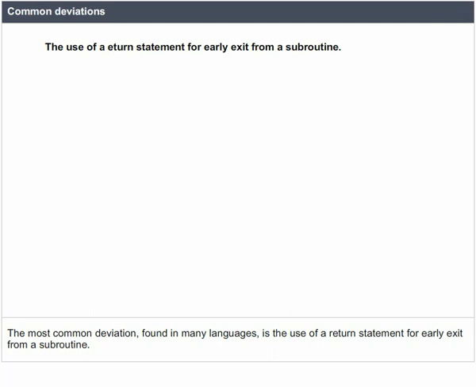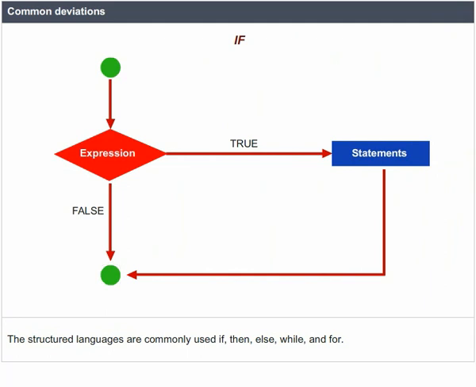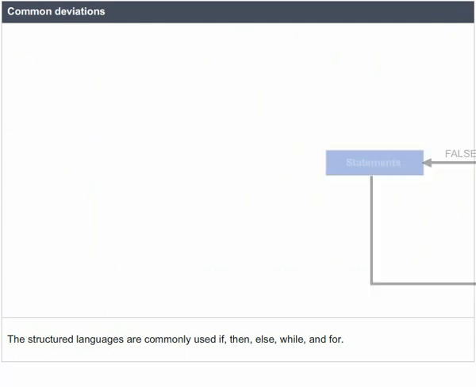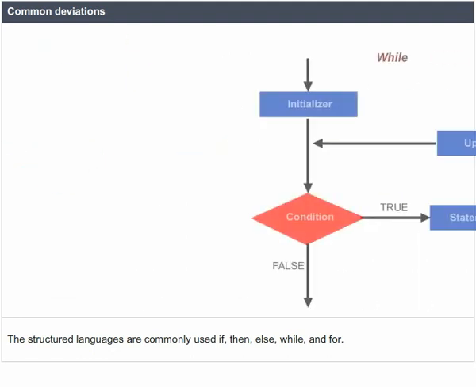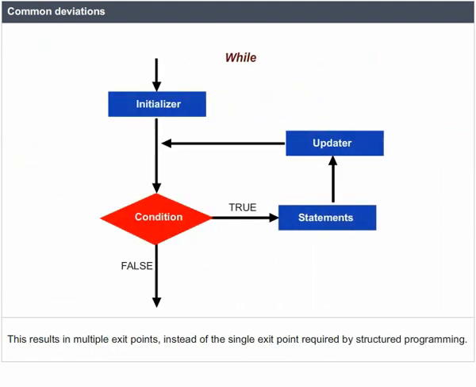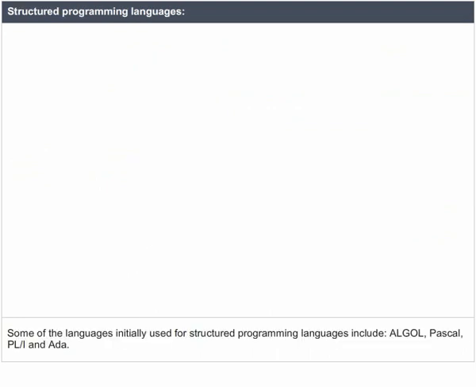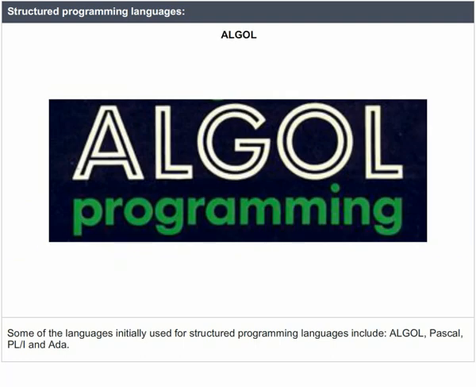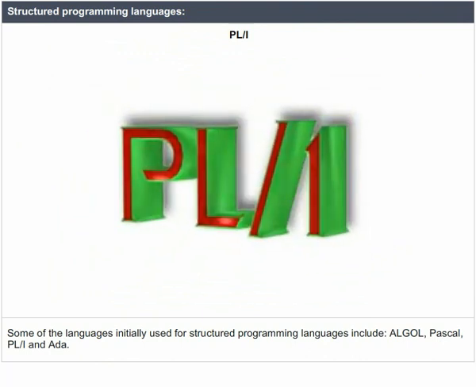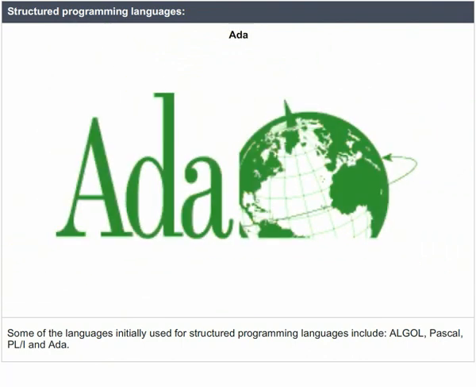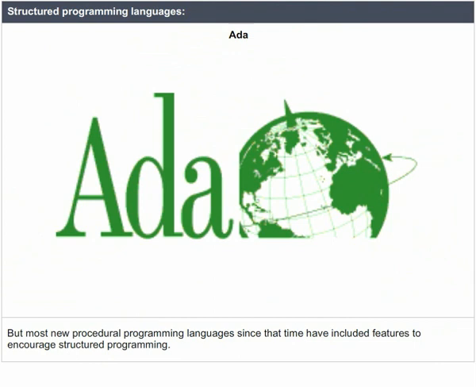The structured languages commonly use if, then, else, while, and for. This results in multiple exit points instead of the single exit point required by structured programming. Structured programming languages. Some of the languages initially used for structured programming include ALGOL, Pascal, PL/I, and Ada. But most new procedural programming languages since that time have included features to encourage structured programming.